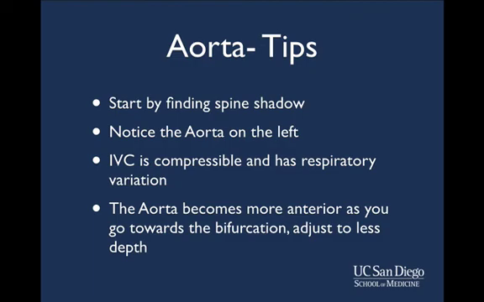To find the aorta, first we must find the spine shadow. We will see the hyperechoic spine followed by a large shadow posteriorly. We will notice the aorta anterior to this and on the left. The inferior vena cava is compressible and usually not completely round. It is to the right of the aorta and also has respiratory variation, which is characteristic. The aorta courses more anteriorly as you go towards the bifurcation, so it is important to adjust your depth to a shallower depth as you move your probe down towards the bifurcation.